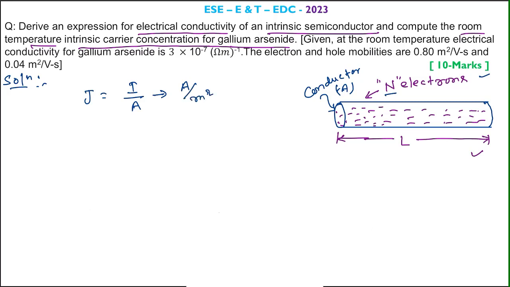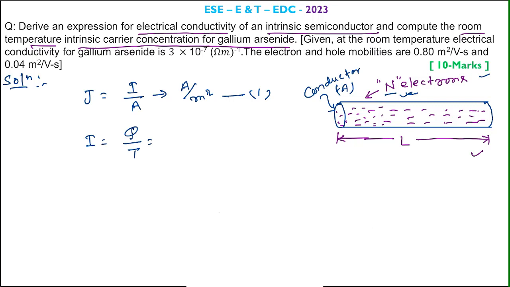Let's call this equation number 1, and in this we need to substitute the current. So how do we get the current through this conductor? The current is defined as the total charge Q passing through the conductor in unit time. This Q is the total charge. If the conductor contains N electrons, and for one electron the charge is small e or small q, whose value is 1.6 × 10^-19 coulomb.